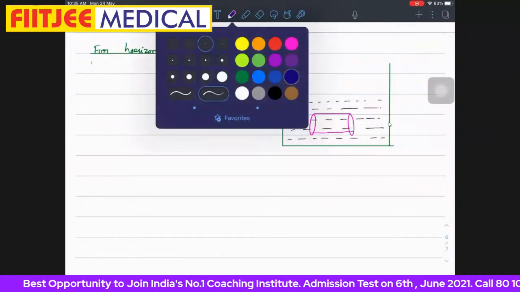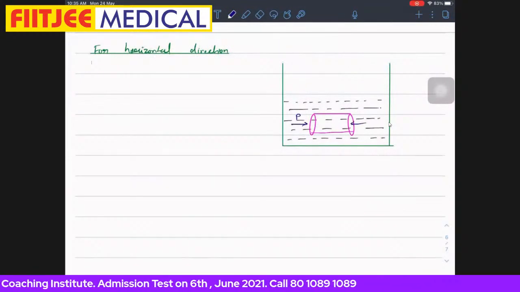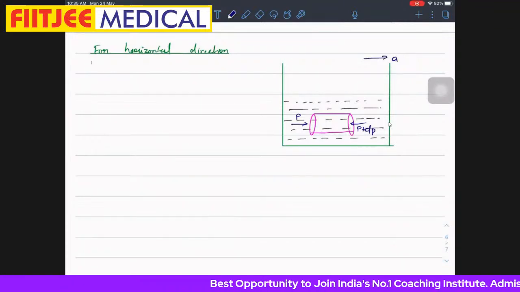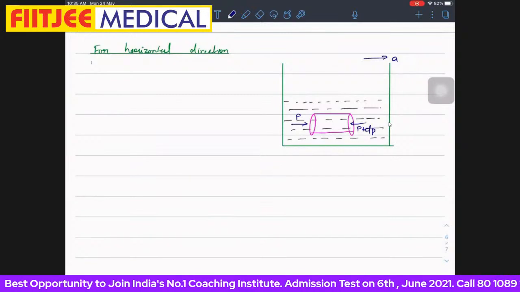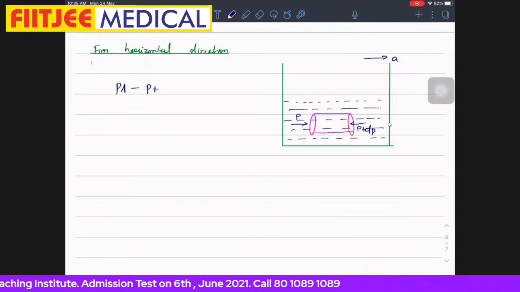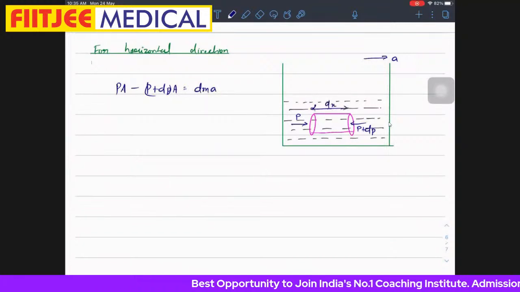now if I say in this direction pressure is P, in this direction P plus dP, and it is moving in this direction with acceleration A. So what we can say, in the direction of acceleration, whatever force is there, that remains positive as per Newton's law. So what I can write, PA minus (P plus dP) into A, this should be equal to dm into A. You know that net force should be equal to mass into acceleration.